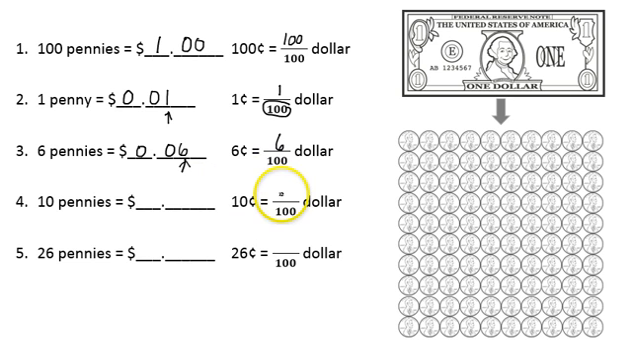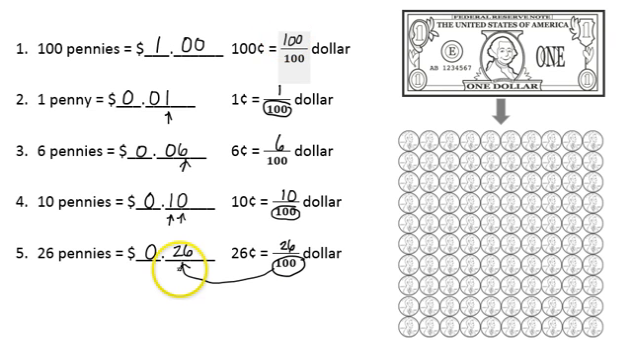10 pennies is the same as 10/100ths of a dollar. To write it as a decimal, the 1 would go in the tenths place and a 0 in the hundredths place. I still read this as 10/100ths. So a dime is 10/100ths of a dollar. And then 26 pennies is written as 0.26. 26 cents is the same as 26/100ths of a dollar, and that's the same thing as a decimal, 26/100ths of a dollar in decimal form.